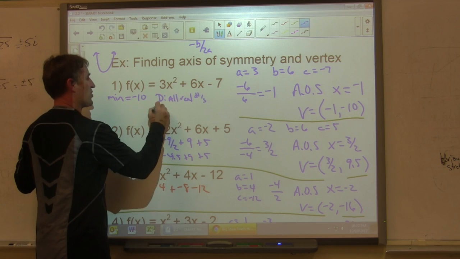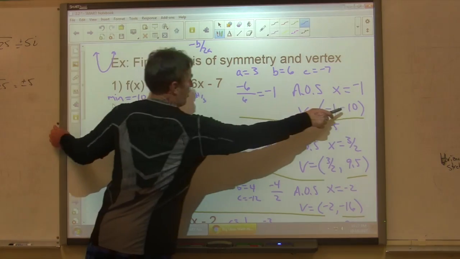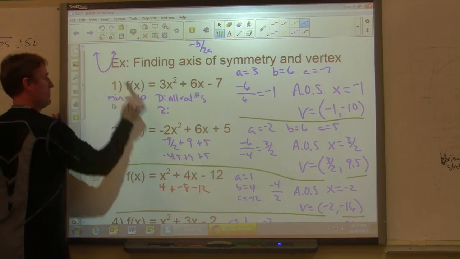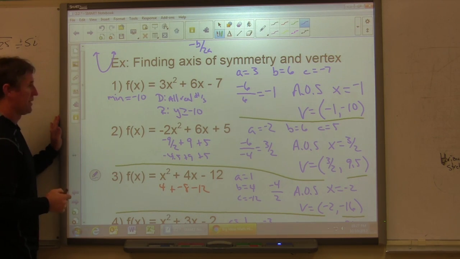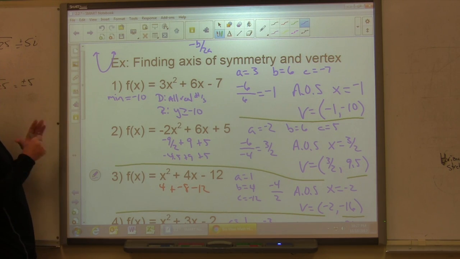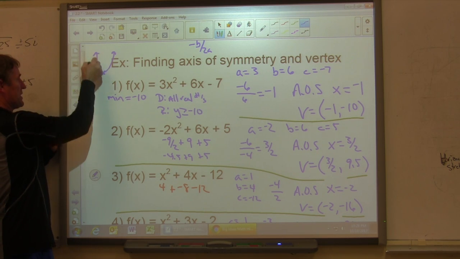The range is going to be the y values. So this starts at -10 and it goes up. So y is greater than or equal to -10. And then we have to tell when it's increasing and decreasing. So in this case, our vertex is here, so it's decreasing.